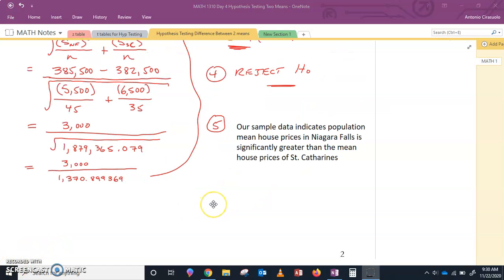So the final statement I came up with is our sample data indicates population mean house prices in Niagara Falls is significantly greater than the mean house prices of St. Catharines. With that said, we'll try the next example.